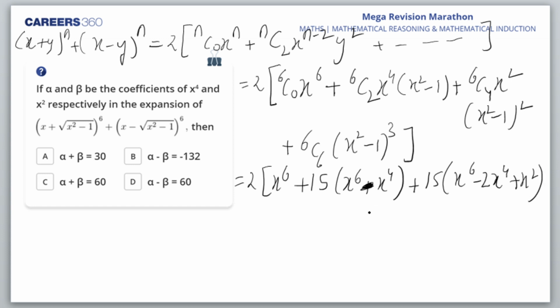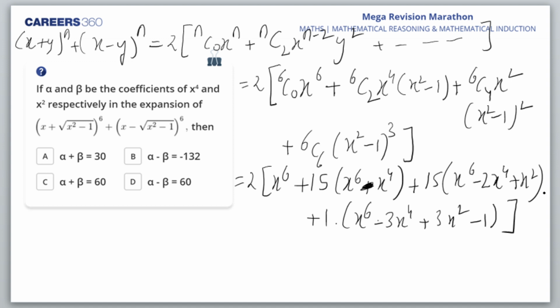Am I right, students? And then 6c6, that is 1 only, into (x square minus 1) whole cube, that is x^6 minus 3x^4 plus 3x square minus 1. Am I right, students? Yes? Okay. And here what do I get?